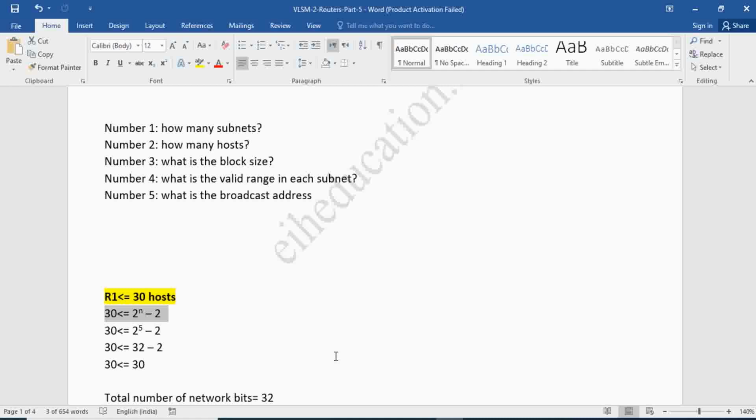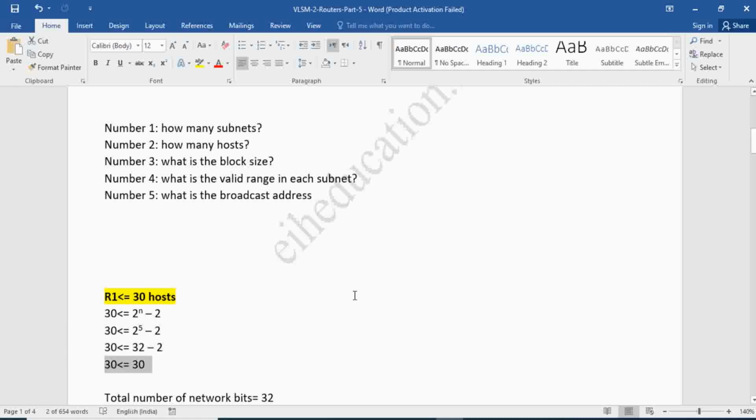Remember the power of 2 table. 2 power 5 is equal to 32, and then minus 2 will become 30, which is equal to 30. So 30 is smaller than or equal to 2 power 5 minus 2. 30 is smaller than or equal to 32 minus 2. 30 is smaller than or equal to 30.